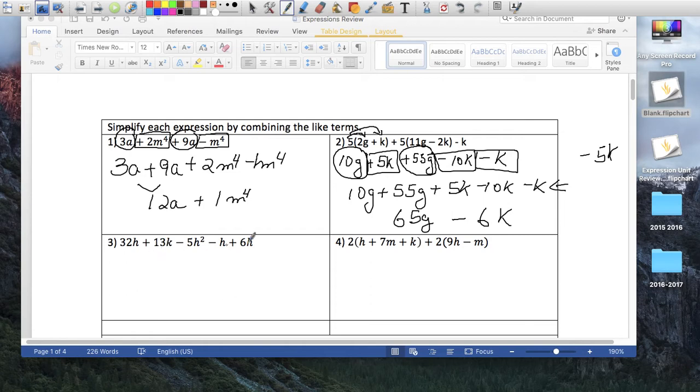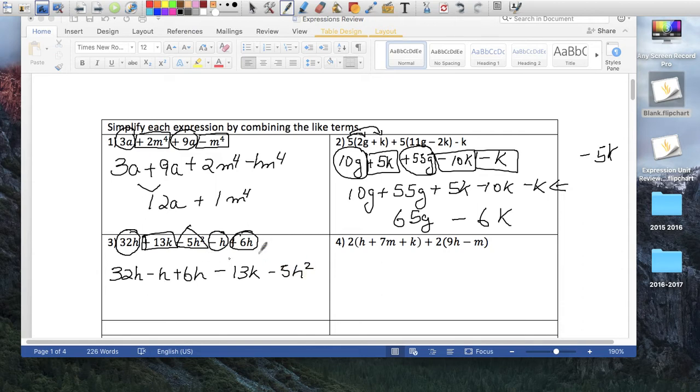Next one. I don't have to do the distributive property, but I can just go ahead and circle the like terms. 32h. Let's see if there's anything else that's an h. That's an h squared. It is not the same, but h is, and so is this plus 6h. 13k is something completely different, so I'm going to put a square around that. And minus 5h to the second power is something different, so I'm going to put a little triangle around that. So we have 3 different things. The h's I'm going to put all together next to each other. The 13k I'm going to put in fourth position, and the minus 5h to the second power in that last position.